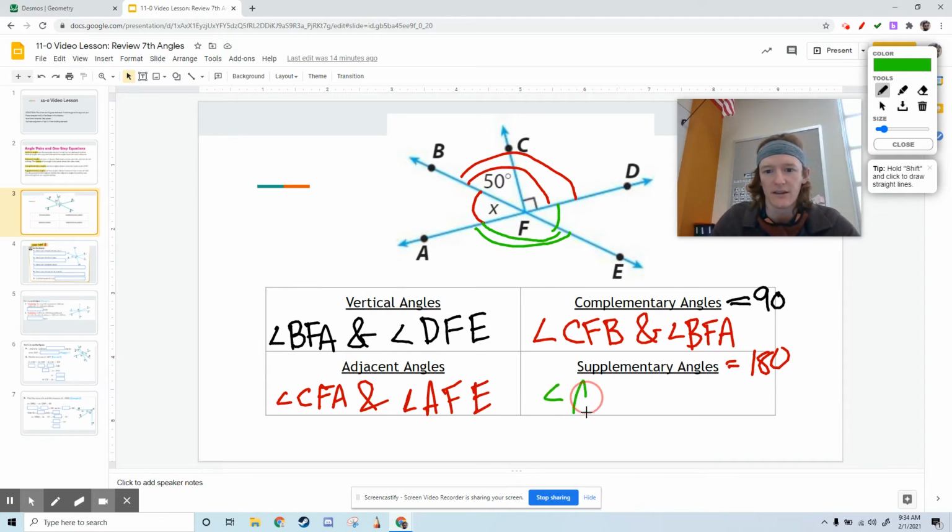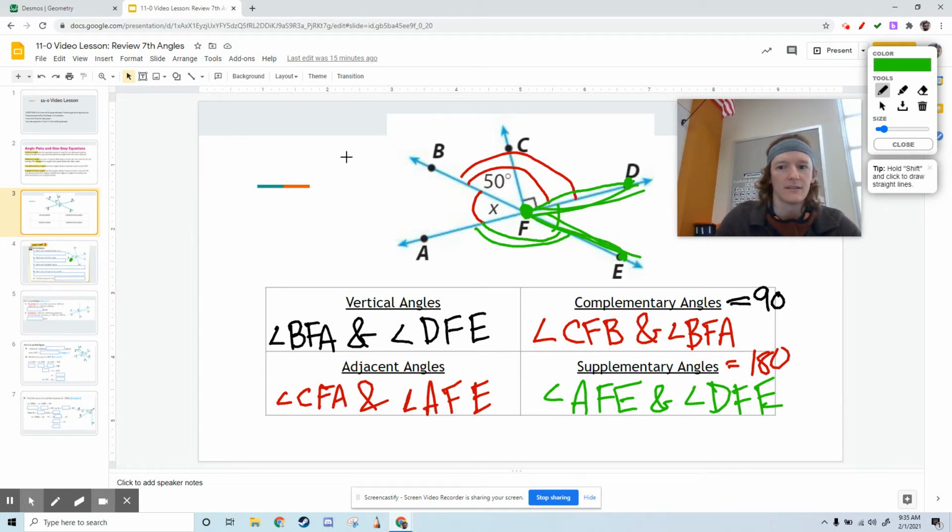So we've got angle AFE and angle DFE. Now, if I called this angle EFD instead, that would be fine. I can go in either direction as long as that F is in the middle, and I know that I'm starting here, I'm going to F, and then I'm going to E. All right, let's answer some questions.